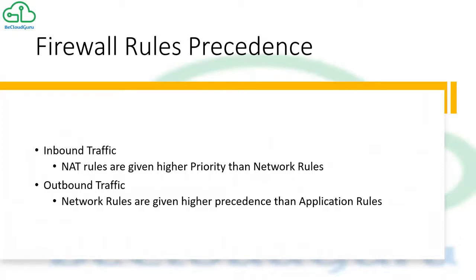One thing to remember is that these rules are terminating, so when a match is found, no further processing happens. So if there's a rule found which is denying certain things in the network rules, and it might be allowing them in the application rule, once a match is found in the network rule collection, further processing will not happen.